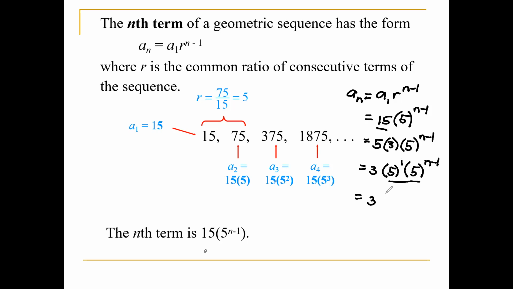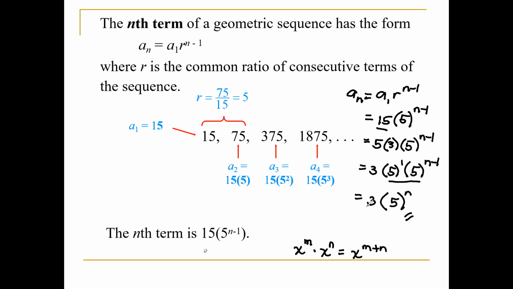Therefore, you can simplify it using again the law of exponents, the product rule, x raised to m multiplied by x raised to n. If you are multiplying expressions with the same base, you just copy the base and add the exponents. So we'll copy 5 as the base and add the exponents: 1 plus n minus 1, which is n. So that's it. This is also the same as 3 times 5 raised to n.